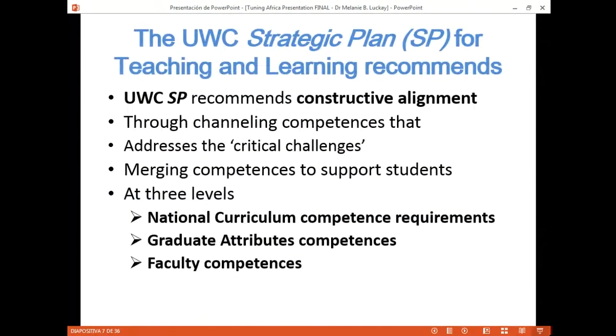So one of the solutions from the UWC Strategic Plan is that we constructively align our courses, right? And so the UWC was very proactive in training staff members into doing things around constructive alignment. But most often we'd get to do these courses and it would take about 3 days. And then we were expected to go to our own courses and implement it.